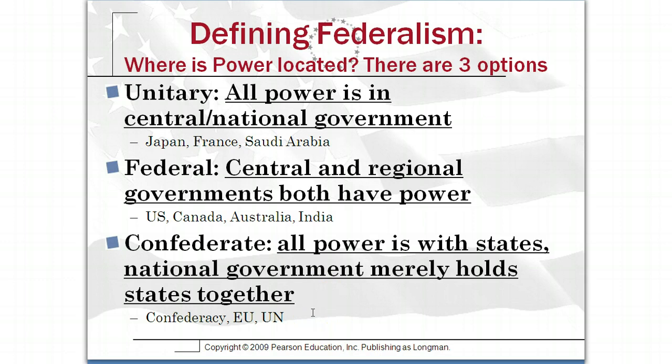And then confederate systems of government is where the states have the power, and the national government isn't really very powerful. It just holds the states together as like a union that they back one another up. Some examples of this would have been the Confederacy during the Civil War, the European Union today, where each country is still its own sovereign state, but they kind of work together, and then the United Nations, where all of our countries in the world that are members are their own sovereign nations, but the United Nations is kind of a body that kind of unites us. So, the United States chooses the federal option, where we have central and regional governments.